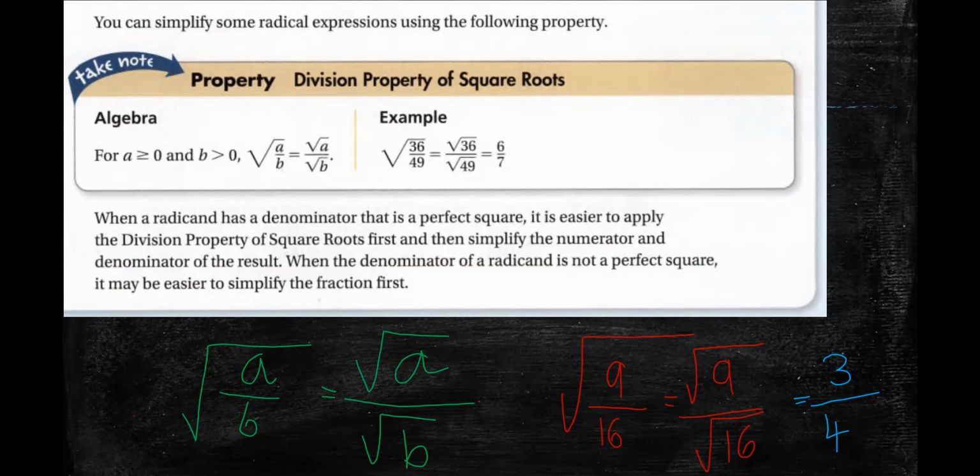Now, when the radicand has a perfect square in the denominator, like this example here, we can apply the division property of a square root first and simplify the numerator with the denominator, or distribute them. But if the denominator is not a perfect square, I must simplify the fraction first. What does it mean?